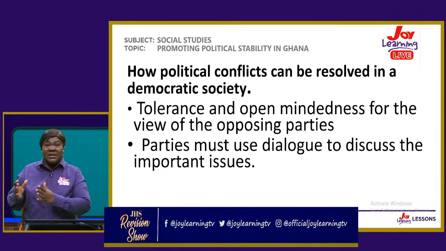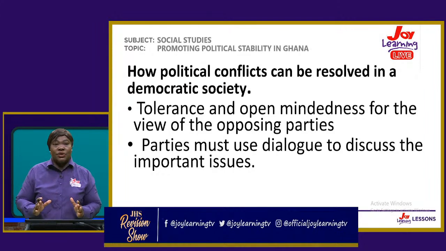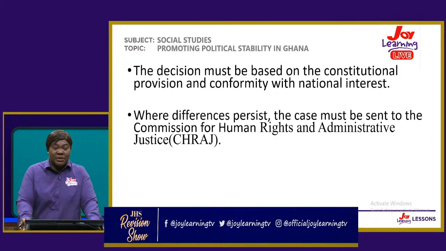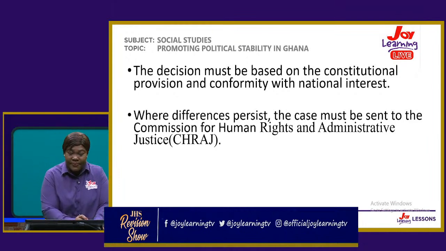And then party B says, no, you have to sit at a round table and discuss the issues so that you can smoke what? The peace pipe. The decision must be based on constitutional provision and conformity with national interests. The next point is, where differences persist, the case must be sent to the Commission for Human Rights and Administrative Justice to intervene in the case.